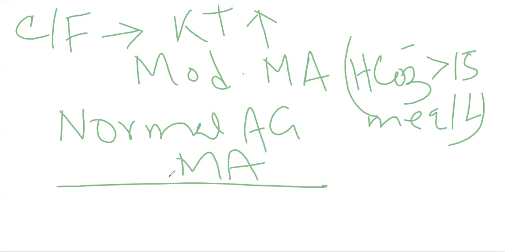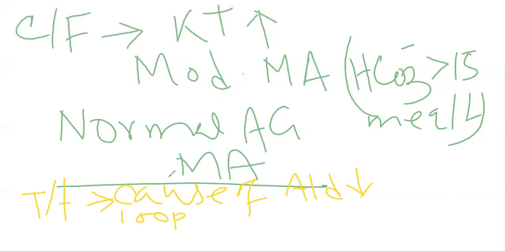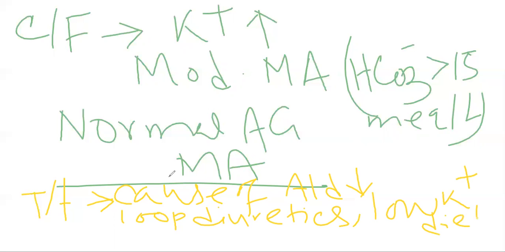Let's have a little bit of discussion on the treatment. So treatment mainly can be done for the hypoaldosteronism. Whatever may be the cause of the hypoaldosteronism, you have to treat that problem first. Then you can give a low potassium ion diet and loop diuretics, like furosemide, as well as a low potassium ion diet.